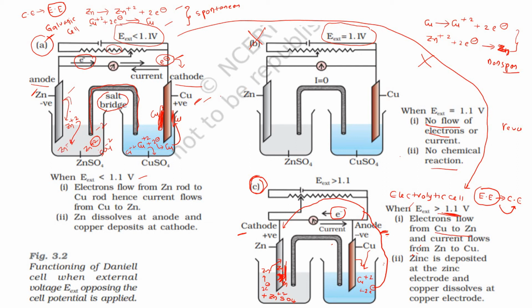Again, zinc is converting into zinc plus 2. That means the zinc plus 2 concentration is increasing here. To make this plus 2 concentration increase, what happens? It will supply the negative charge. I have taken one of the anions here.